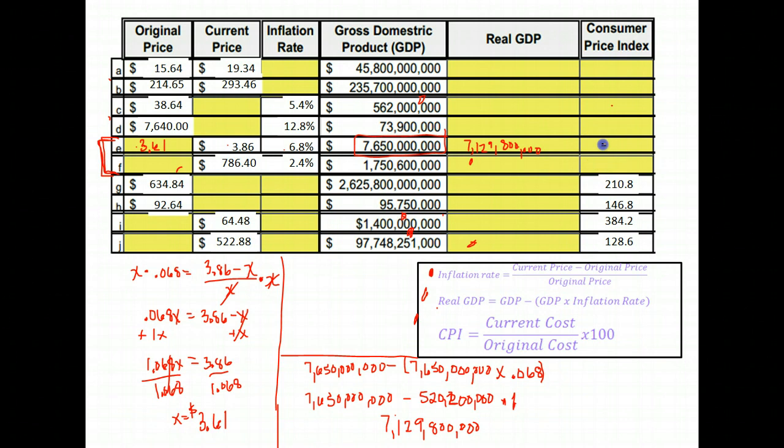Okay, the last thing we have to find on this line is the consumer price index, which again is the current cost divided by the original cost times 100. So our current cost, if we look at our line here, was $3.86 divided by the original cost, which was $3.61, and then we're going to multiply by 100. Okay, we get 106.9.